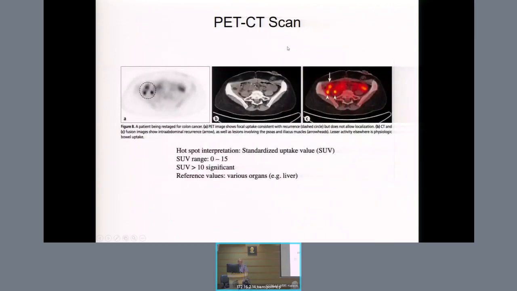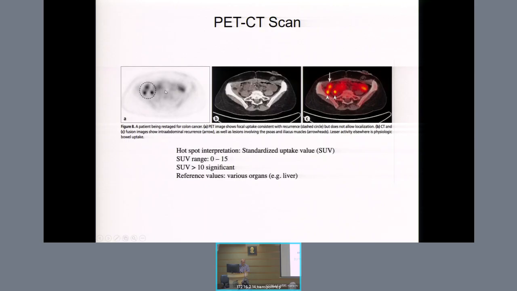Then there is the PET scan. Nowadays, this has become trendy, and it combines CT scan and PET scan. PET means positron emission tomography. The advantage is that it is very sensitive. This is the PET scan alone, and this is the CT scan. And when they are combined, they are fused, you can see the picture.